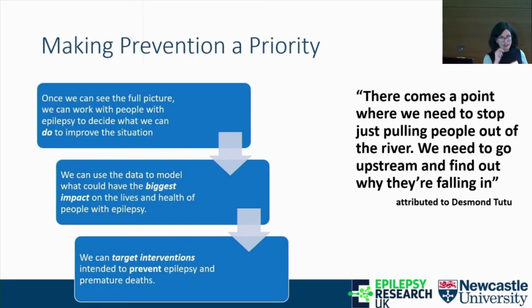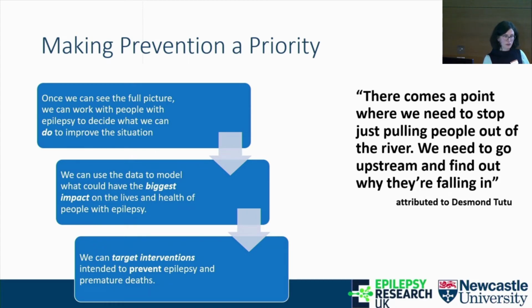Because I believe that we need to move this focus and start making prevention a priority in epilepsy. Once we can see the full picture, we can start to work with people with epilepsy to work out what we can do about it. We can use the data we've got and model what might have the biggest impact on changing people's lives. And we can target interventions to try and prevent epilepsy and prevent premature deaths.